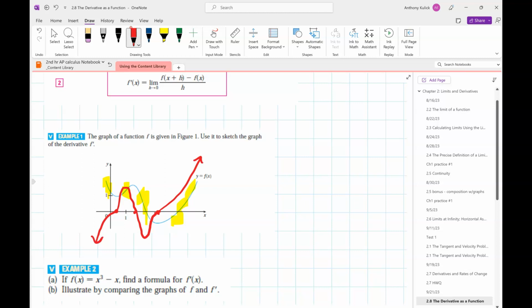Notice that the only specific value I cared about were the maxes and mins, just because that's going to give me the x-intercepts for my derivative. And then everything from there, I'm just looking at positive and negative, essentially, where the derivative needs to be positive and negative, which should match up with where the function is increasing and decreasing. That feel okay?